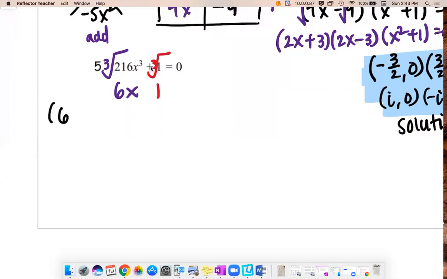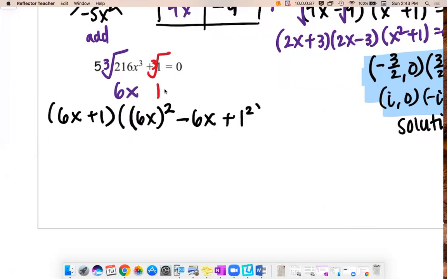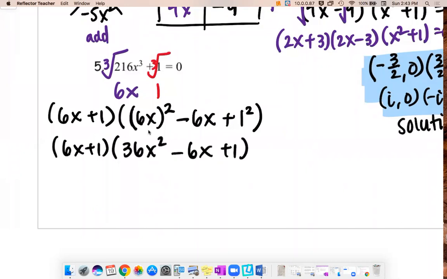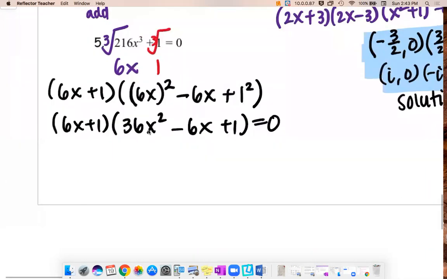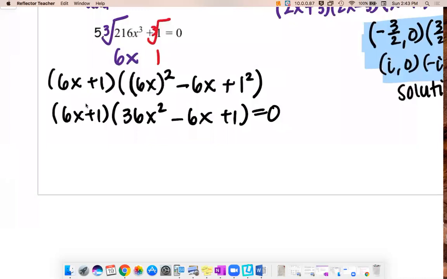So this becomes 6x plus 1. This is a plus, so this has to be a plus. Then this becomes your a squared, which is 6x squared, minus these two things multiplied together. So 6x times 1 is just 6x, and then plus 1 squared. Okay, so let's just rewrite it a little bit. So you've got 6x plus 1. If I do 6x squared, 6 times 6 becomes 36, and then x times x becomes x squared, minus 6x plus 1. And then remember, we're solving this for equals 0. So now this is one of the ones where I can set this one equal to 0, so I can do that at this point.